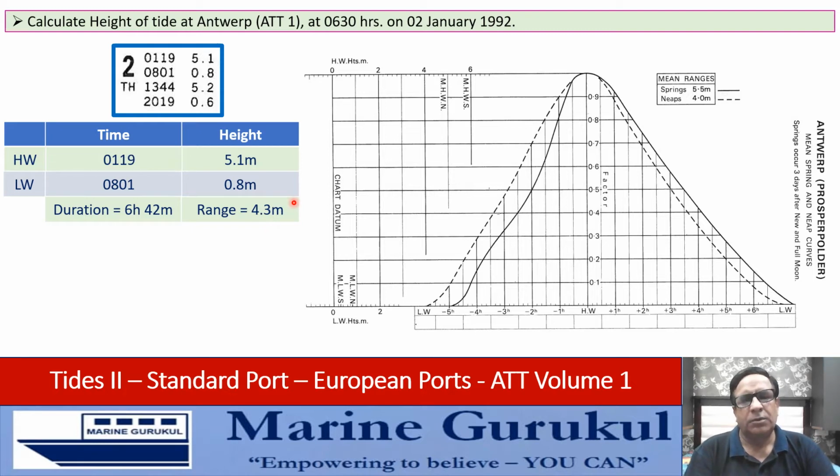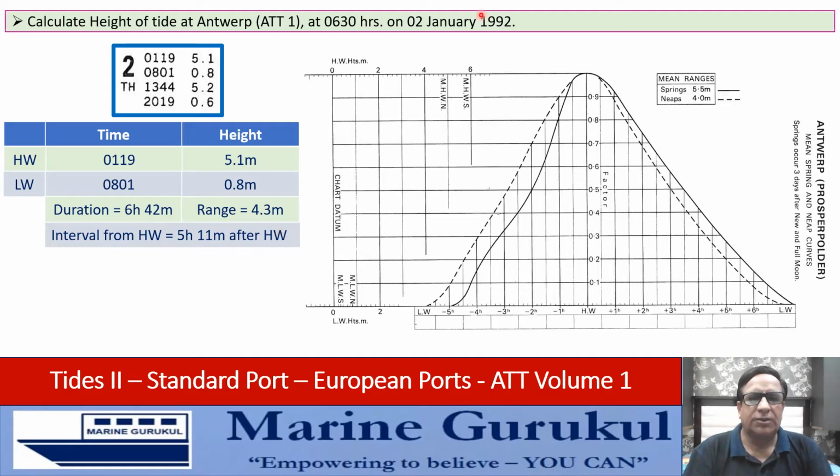Now we find out whether our time of interest, that is 0630 hours, is before high water or after high water. I'm sure we'll agree it's after high water. So what is the interval of time in question from high water? The interval from high water is 5 hours 11 minutes after high water. It's the difference between 0630 and 0119. So our interval is 5 hours 11 minutes after high water.